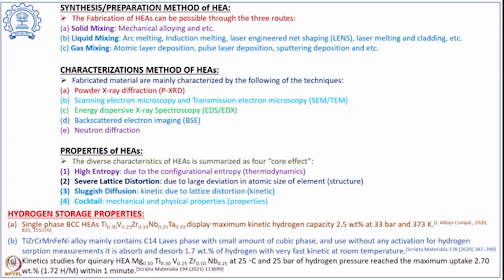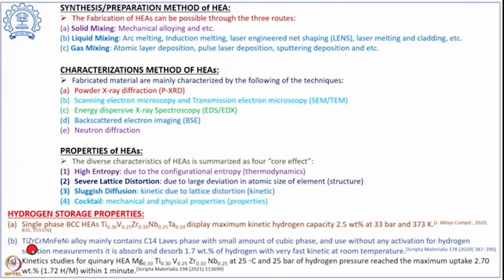Now, if we look at some of the examples of such high entropy alloys which have been studied for their hydrogen storage properties, the example could be the single phase BCC high entropy alloy, titanium 0.3, vanadium 0.25, zirconium 0.1, niobium 0.25, tantalum 0.1, and this alloy displayed a maximum hydrogen capacity of 2.5 weight% at 33 bar pressure and 373 Kelvin. It has shown very good kinetics.